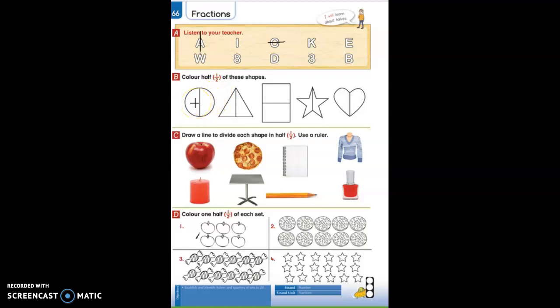So if we have to color 1 half of the circle, you can color either the left-hand side of the circle or the right-hand side of the circle. It doesn't matter which half once you just shade in half.